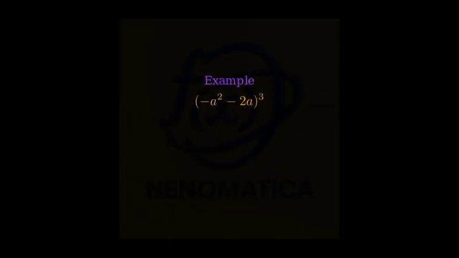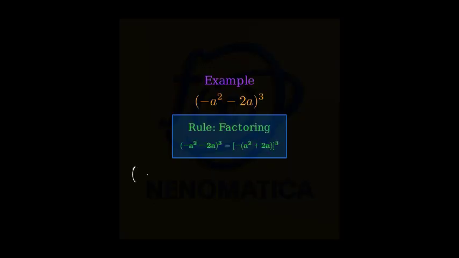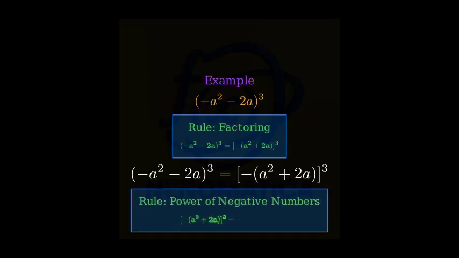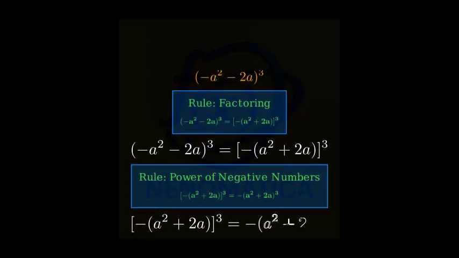The first thing we need to do is to rewrite our expression in a format where we can apply the binomial theorem. Looking at negative (a squared plus 2a) cubed, we can factor out the negative sign, which gives us negative times (a squared plus 2a) cubed. Now we can use the power rule for negative signs. When a negative number is raised to an odd power, the result is negative. Since 3 is an odd number, negative to the power of 3 is negative.